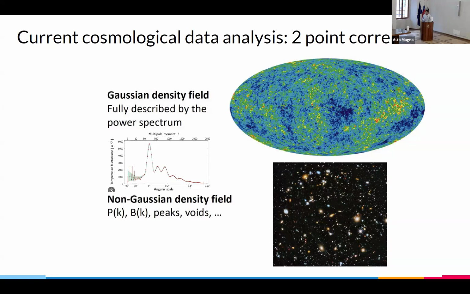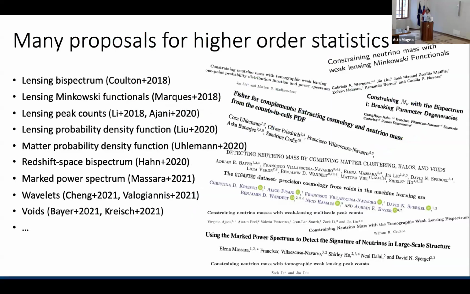And so there are a lot of proposals for additional summary statistics. Like, you could do the bispectrum, you could do Minkowski functionals, peak counts. I mean, there's a long list of them, right? A lot of papers out there.